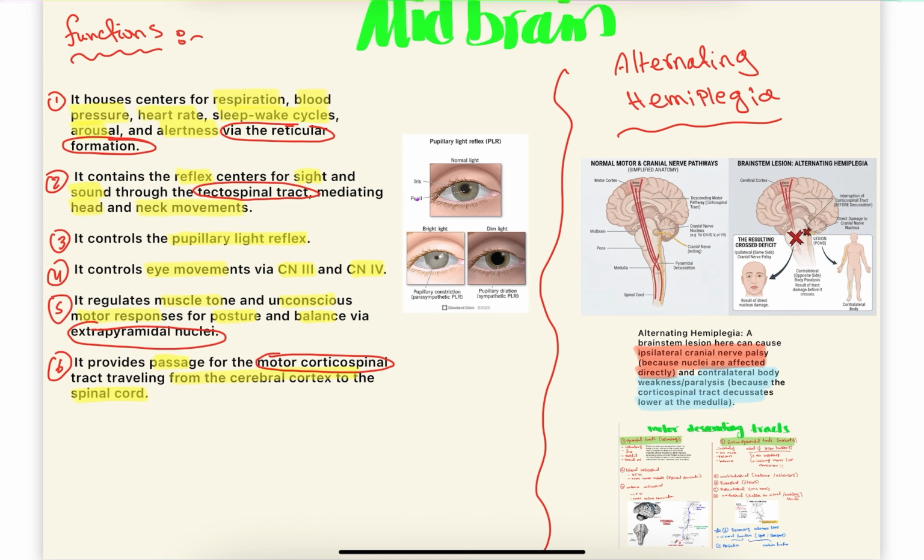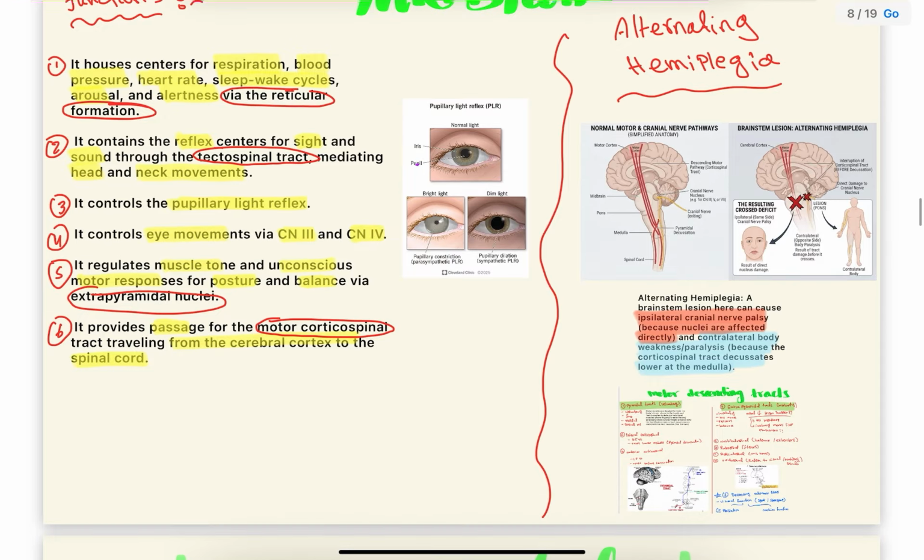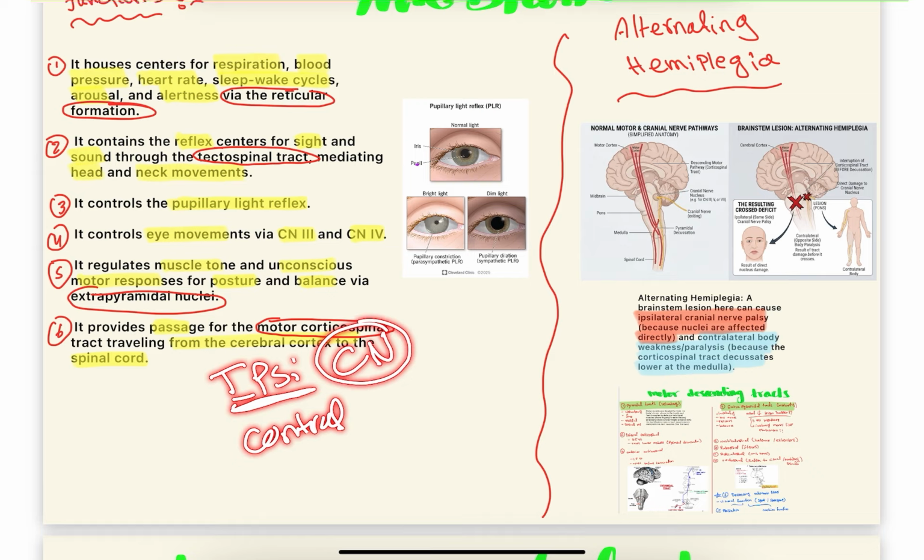Now we have a term, it's very well known, very talked about. It's called alternating hemiplegia. What does this mean? It means basically when I have a lesion in the brainstem, this lesion will lead to what? It will lead to something ipsilateral on the same side and something contralateral. So the ipsilateral, it will affect what on the same side? It will affect the cranial nerves on the same side, and then it will affect what? The corticospinal tract, the motor one, on the other side, the contralateral side.